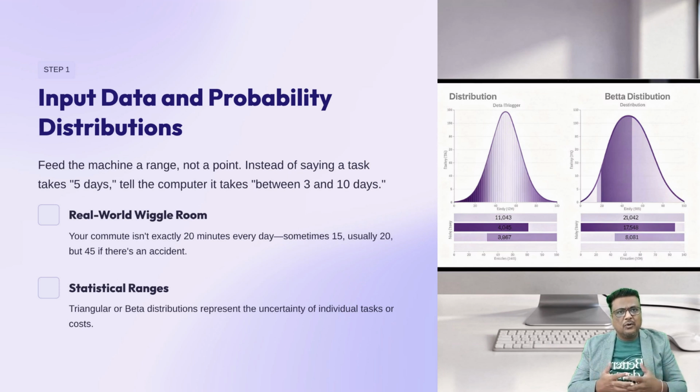Imagine your commute to work. It's not exactly 20 minutes every day, is it? Sometimes it's 15, usually it's 20, but if there's an accident, it's 45. That spread is what we give the computer for every single task in our schedule. By using these distributions, you identify the real-world wiggle room of your project. Now, once we have fed all these ranges into the computer, it's time to let the machine do the heavy lifting, which leads us straight into the world of iterative running.